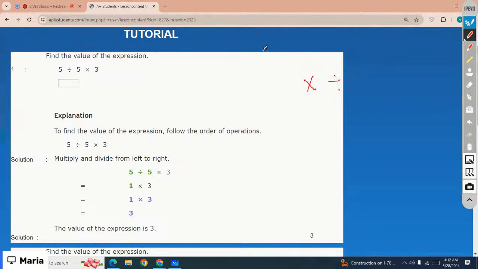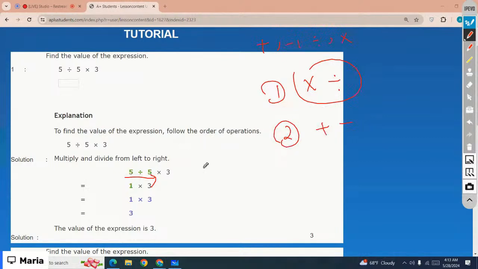Like if in a question you have plus, minus, divide and multiply, all the operations, how do we solve? First, you need to solve multiplication and division going from left to right. Start from the left and go to the right. Whichever operation is first, you solve it. Then you do addition and subtraction, again from left to right.